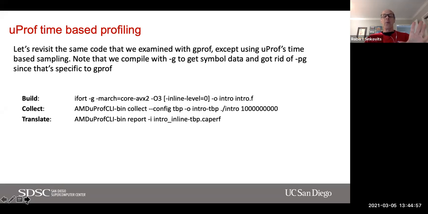So now we're going to go back. We're going to look at the same code again, except this time we're going to be using uProf for our time-based profiling. When we build the code, it's going to be just the same as before. We're going to get rid of the -pg flag, since that's specific to gprof. We're going to make sure that we compile with -g so that we get the symbol data. So our build is going to look pretty much the same.